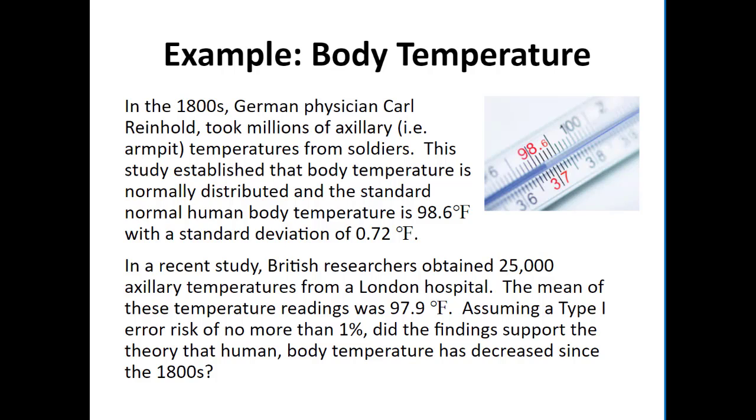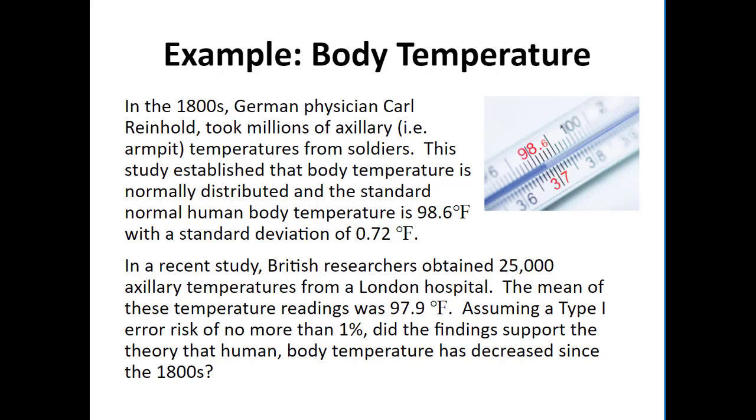In the 1800s, German physician Karl Reinhold took millions of axillary, that means armpit, temperatures from soldiers. This study established that body temperature is normally distributed, and the standard normal human body temperature is 98.6 degrees Fahrenheit with a standard deviation of 0.72 degrees Fahrenheit. In a recent study, British researchers obtained 25,000 axillary temperatures from a London hospital. The mean of these temperature readings was 97.9 degrees Fahrenheit.